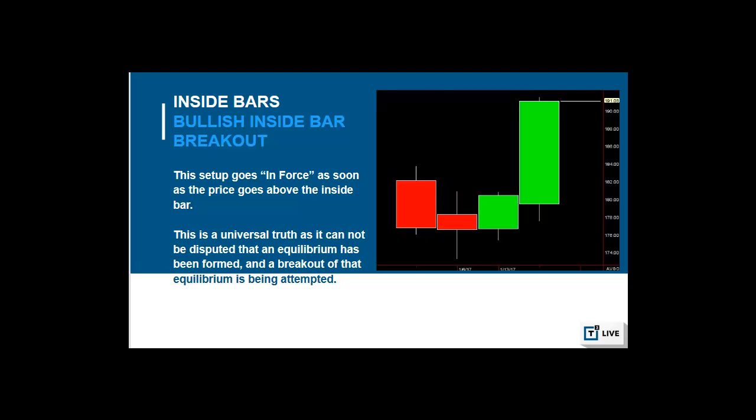The bullish inside bar breakout. This setup goes in force as soon as the price goes above the inside bar. This is a universal truth, as it cannot be disputed that an equilibrium has been formed and a breakout of that equilibrium is being attempted.